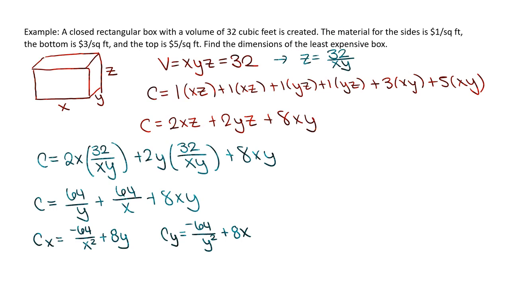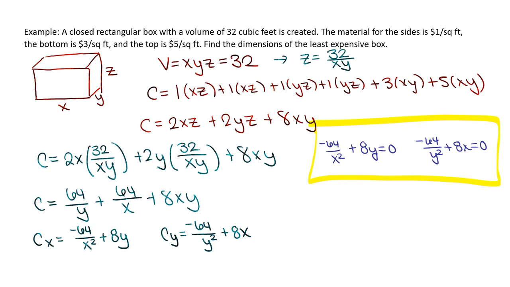All right, I'm going to now find my critical points. So derivative with respect to x. Last 2 terms have x's in them. I get negative 64 over x squared plus 8y. And then derivative with respect to y. I get negative 64 over y squared plus 8x. So there's my partials with respect to x and y. I'm going to set both of those equal to 0. See if I can find critical points.